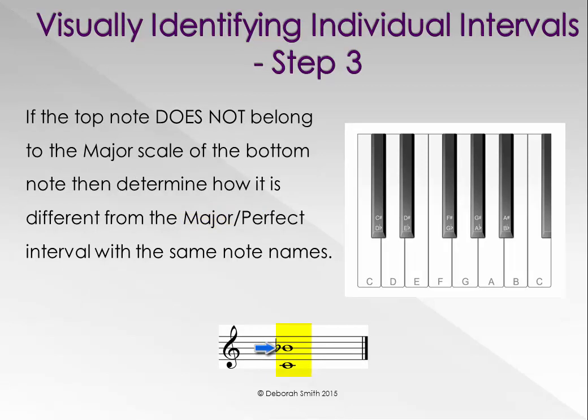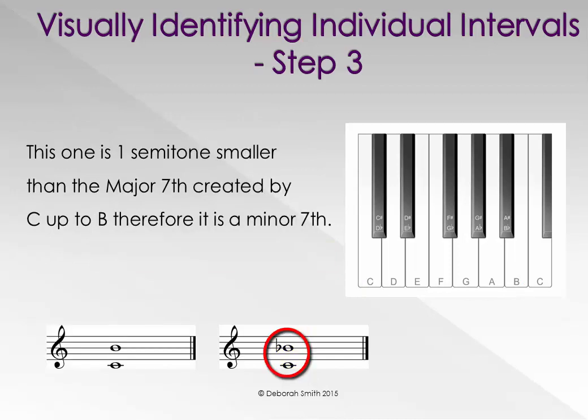If the top note does not belong to the major scale of the bottom note, then you'll need to determine how it is different from the major or perfect interval with the same note names. This interval is 1 semitone smaller than the major 7th was because the B has been lowered to B flat, and therefore it is a minor 7th.